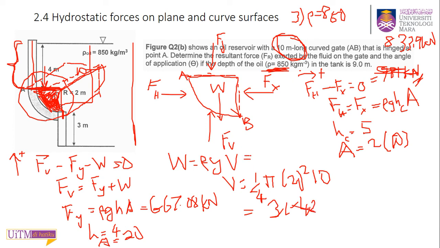So what's your W then? Wait, remember rho is 850, don't put 1000. 261.96 kilonewton. So you already changed it to Newton. Okay. So you have Fy and you have W. So what's your Fv then here? Fy plus W.